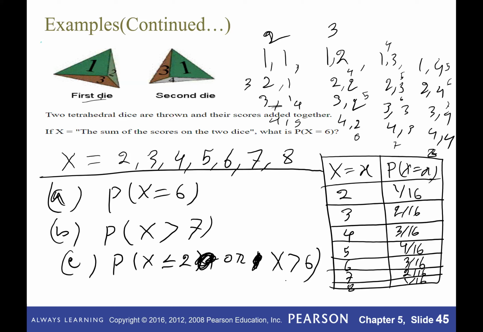Find probability of X equals 6, X greater than 7, and the last one is X less than or equal to, or X greater than 6. Let me write it clearly. So find these 3 probabilities. I'm giving you 3 minutes.